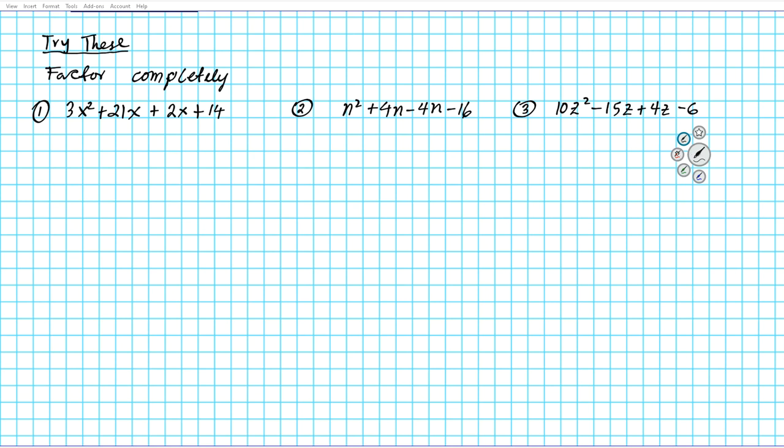All right, welcome back. So hopefully you had the time to practice and try out these problems. Let's take a look at the answers. For number 1, the answer is x plus 7 times 3x plus 2. For number 2, the answer is n plus 4 times n minus 4. And then for number 3, the answer is 5z plus 2 times 2z minus 3.